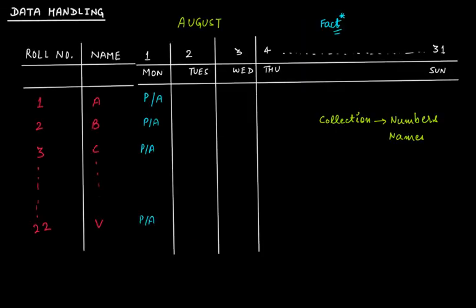The first process is always data collection. They will collect a lot of data. When they collect lots of data, then they'll have to handle it. There will be certain policies, there will be certain procedures. So this is some very basic thing of data handling. In the next video, we'll discuss more about data handling.